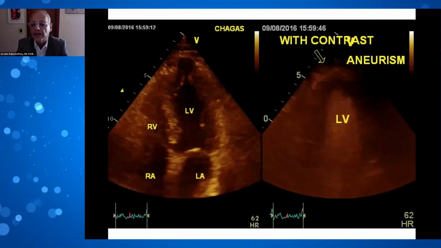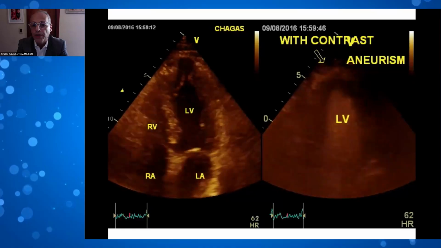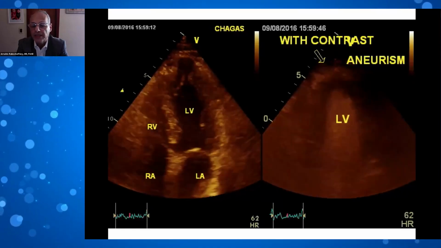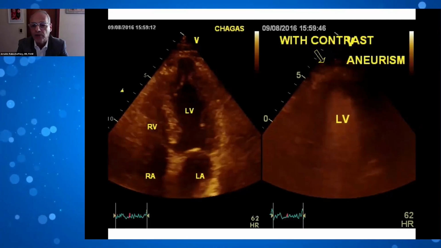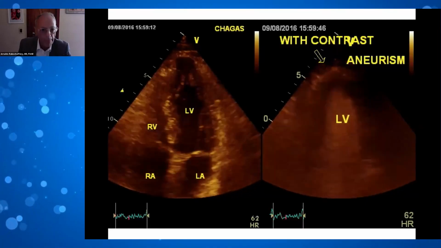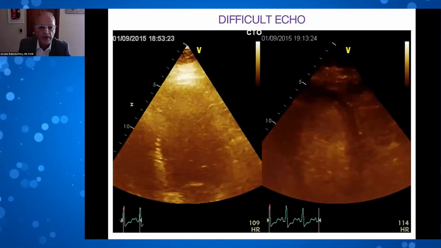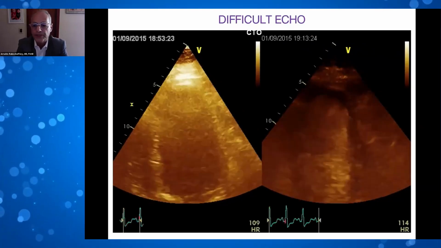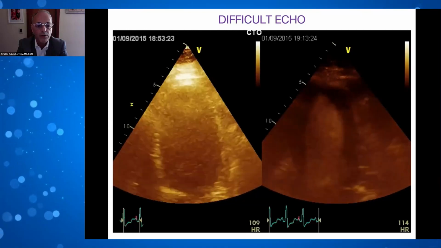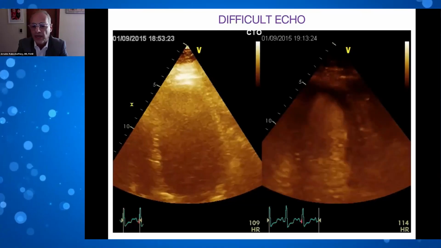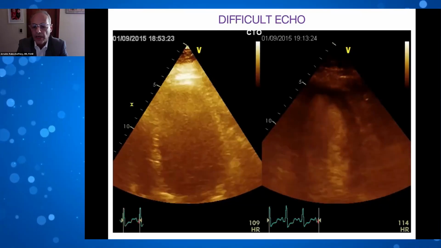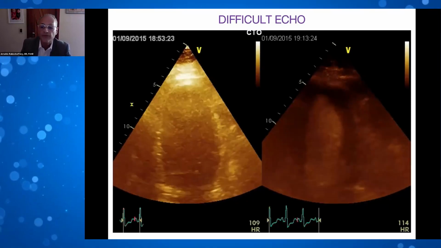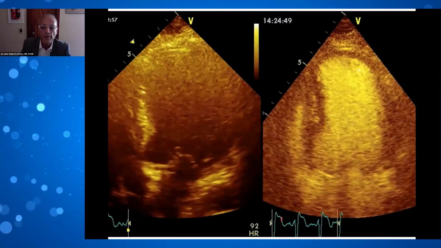And in this contrast study, we can see the typical aneurysms of Chagas disease in the apex, that was hard to see in the study without contrast. This is a patient with a difficult echo. On the left, without contrast, we hardly see the left ventricular border. On the right, with contrast, you see very well the function of the left ventricle.